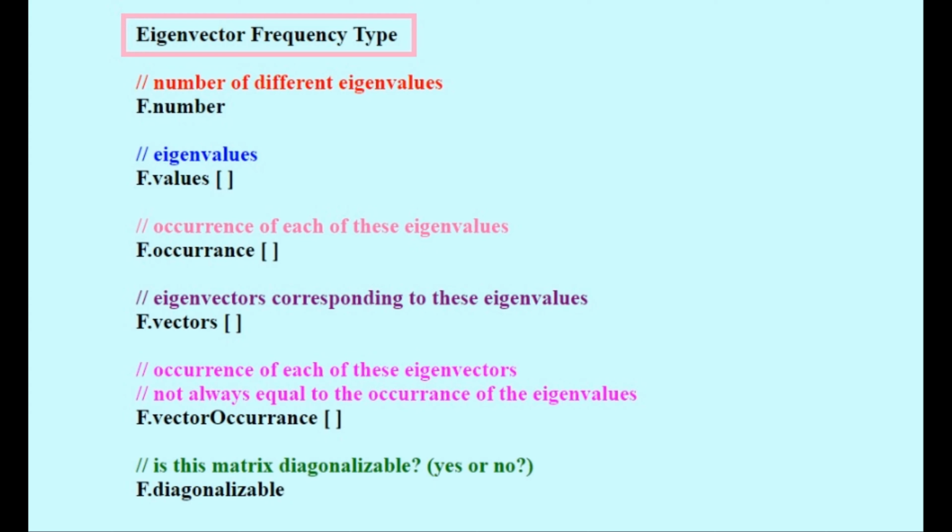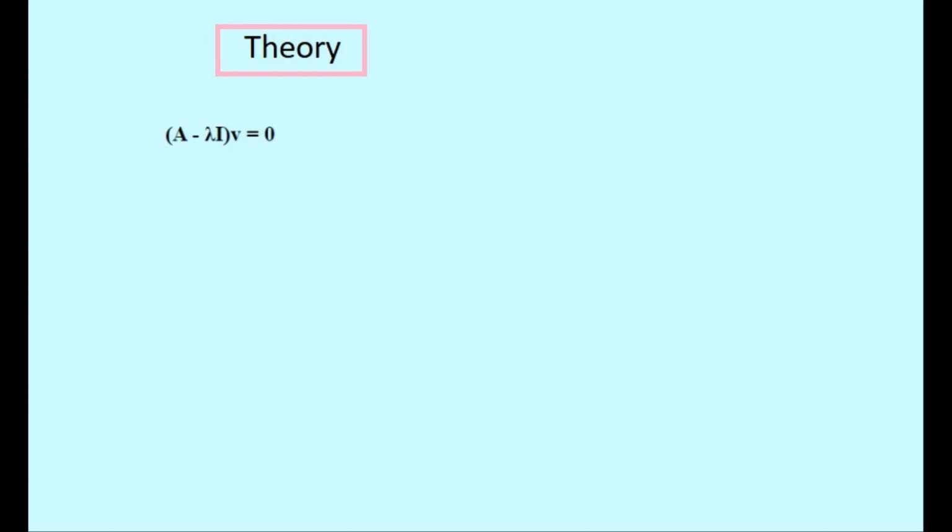And here is a Boolean variable that is either true or false, or yes or no. If all of the eigenvectors can be found, then it is set to true or yes. If they can't all be found, then the matrix is not diagonalizable, and this attribute is set to false or no. So here's a bit of theory.